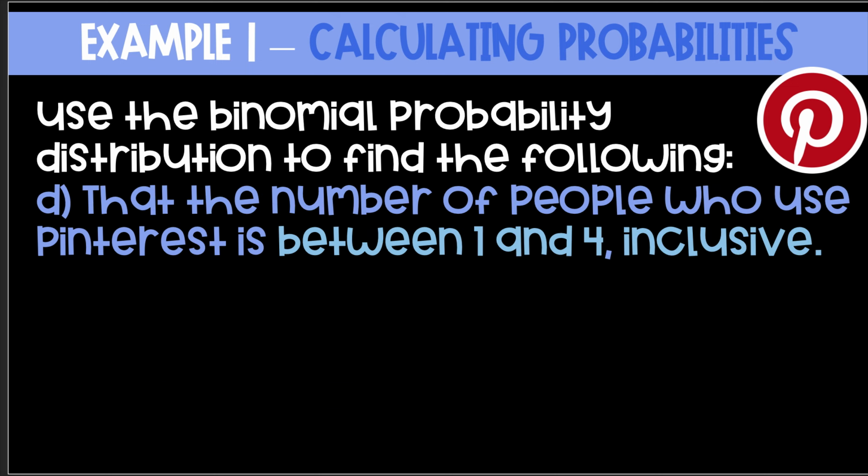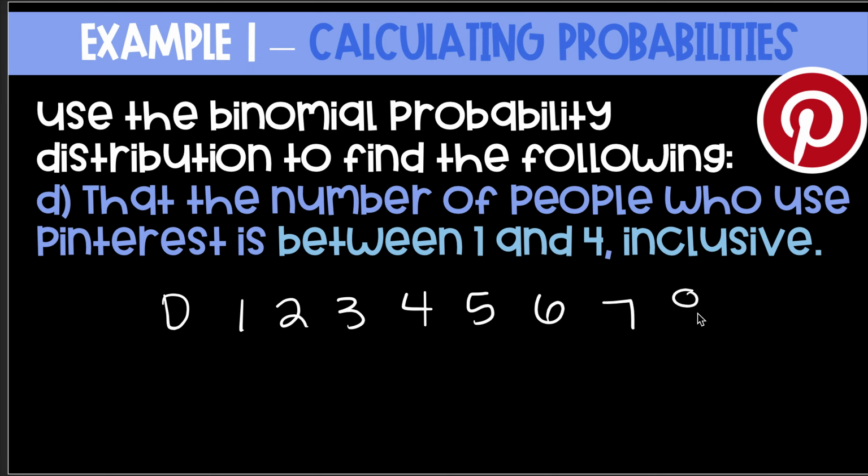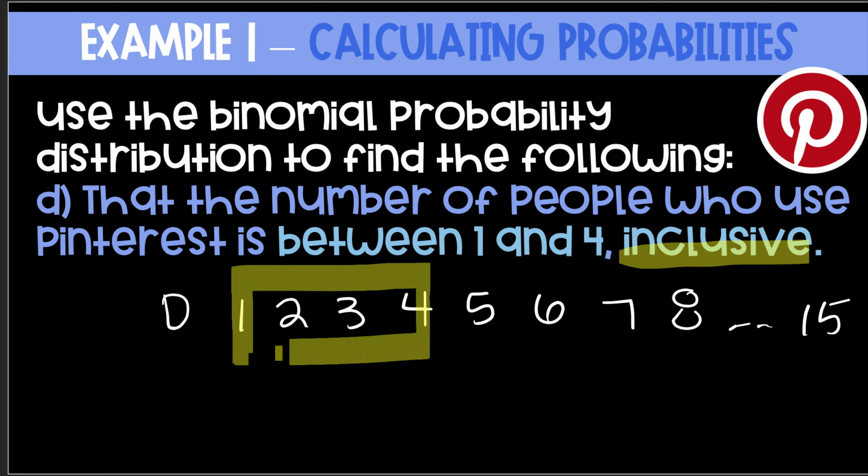Now, our next scenario. Find the probability that the number of people who use Pinterest is between 1 and 4 inclusive. 1 and 4. 0, 1, 2, 3, 4, 5, 6, 7, 8, all the way to 15, right? Between 1 and 4 inclusive means that I include the 1 and the 4. I want from 1 to 4.